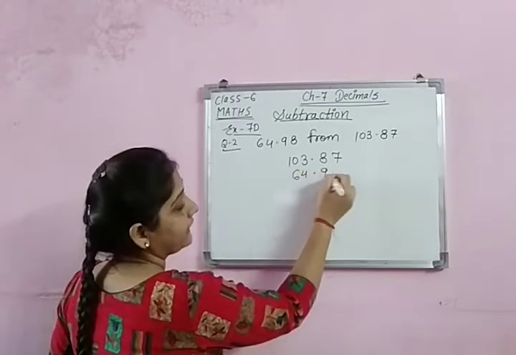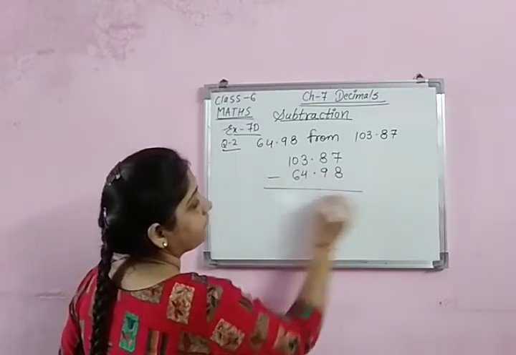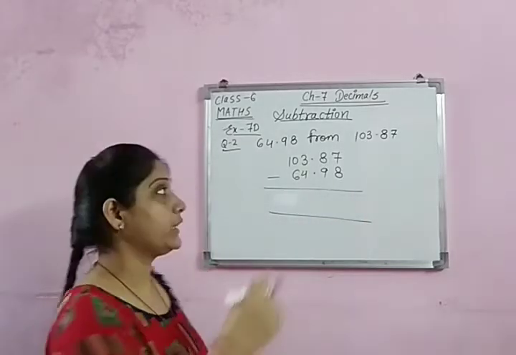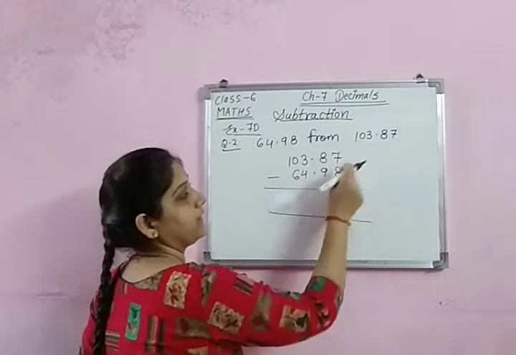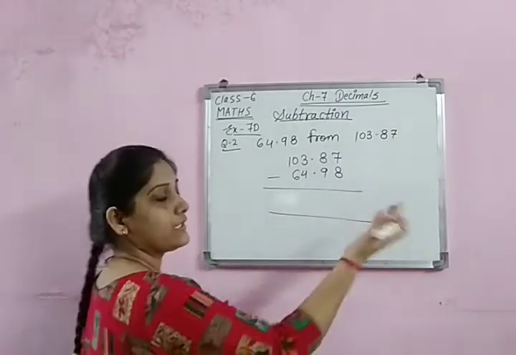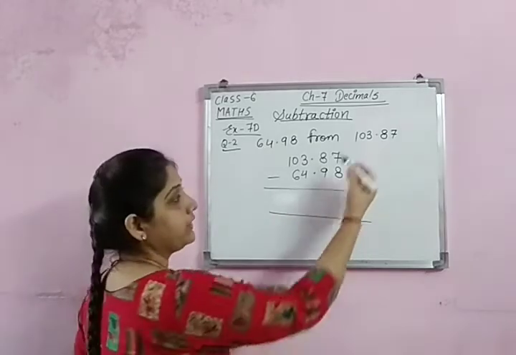103.87, and at the bottom of this we will arrange this one. Suppose the like decimals are not given, then you have to convert them into like. But here these are like, so I have not converted. These are two decimal places, so I have arranged. Remember the "from" concept first. Now let's do simple subtraction as we have done.